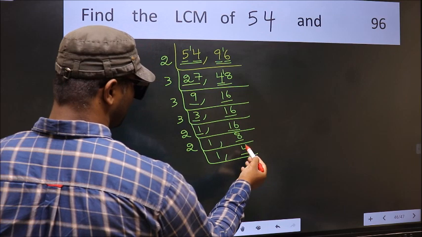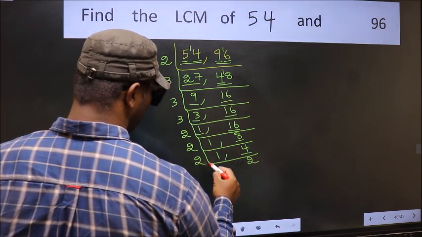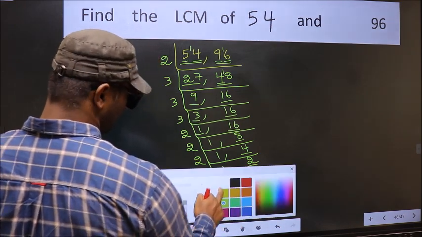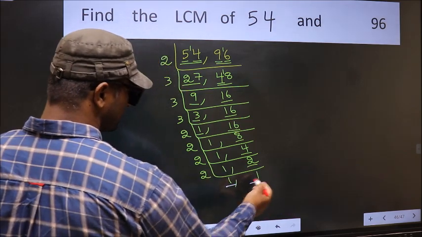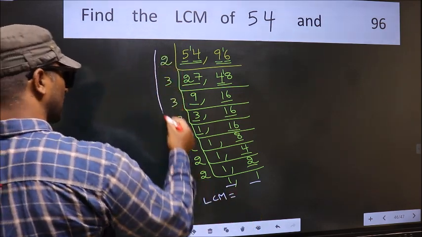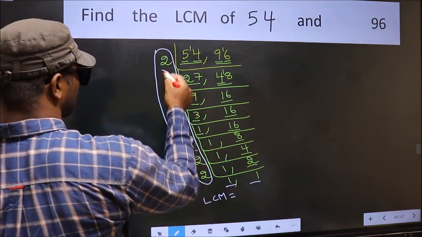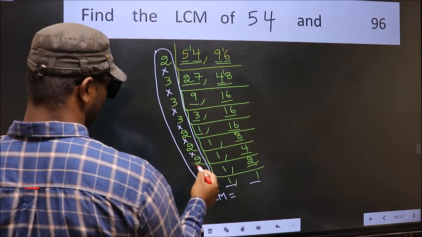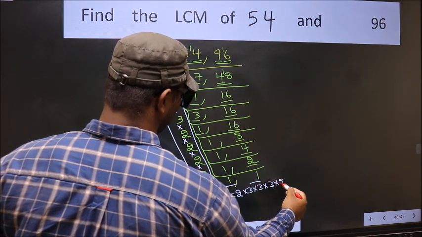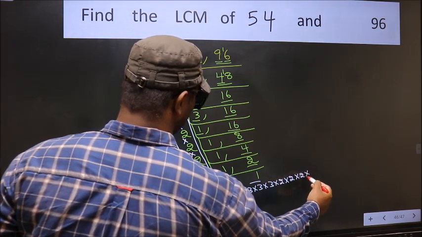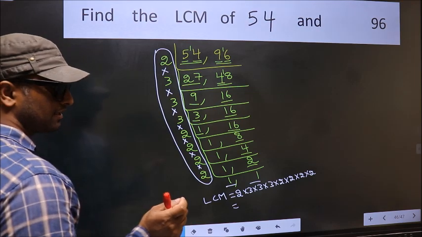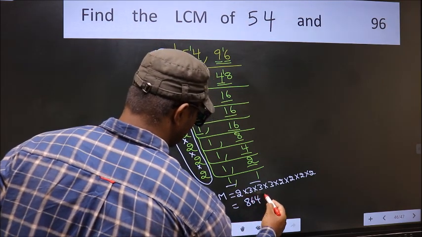Now we have 4, 4 is 2 2's 4. Now we have 2, 2 is a prime number, so 2 1's 2. So we got 1 in both the places. So our LCM is the product of these numbers. That is 2 into 3 into 3 into 3 into 2 into 2 into 2 into 2. When we multiply these numbers, we get 864 as our LCM.